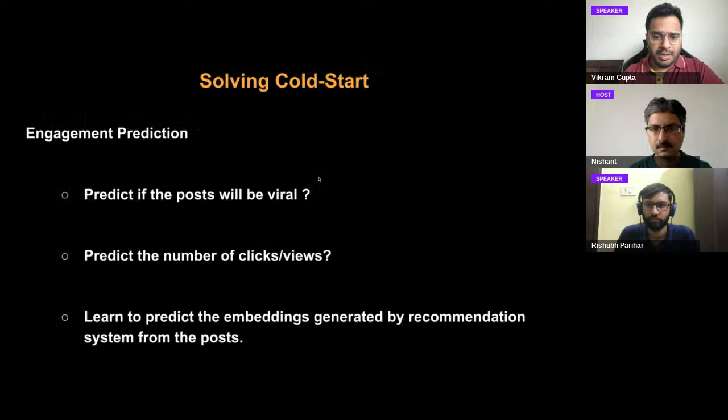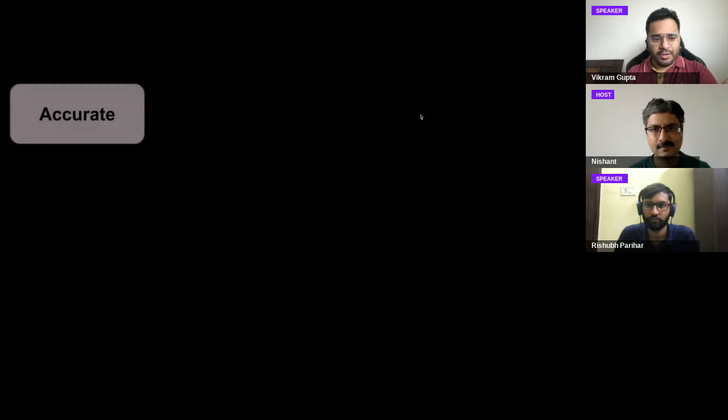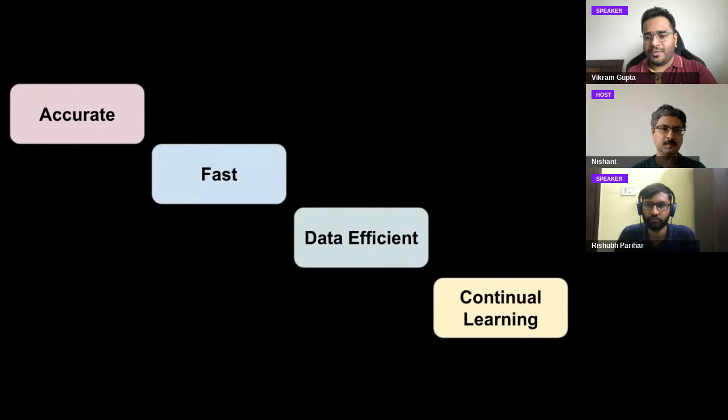So I think now let's move to the cool part. I took a lot of time, so I'll move a little faster now. Let us look at the solution. What do we want? We want an accurate model, a fast model, data efficient, and continual learning. We want all of this, because the scale is high, the data cannot be labeled, and the trends are changing. So you want the model to be continually learning.